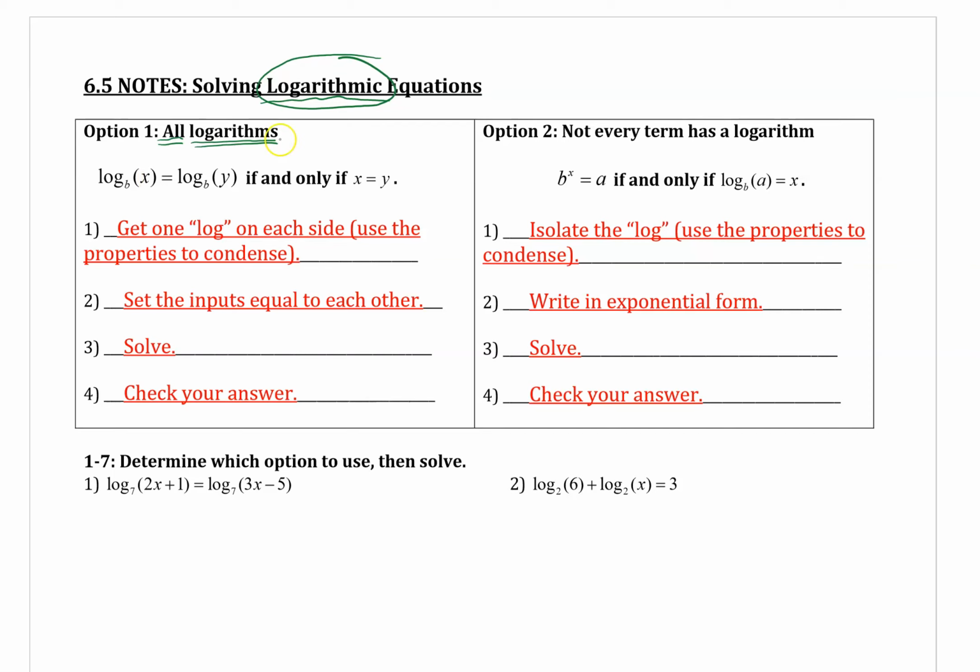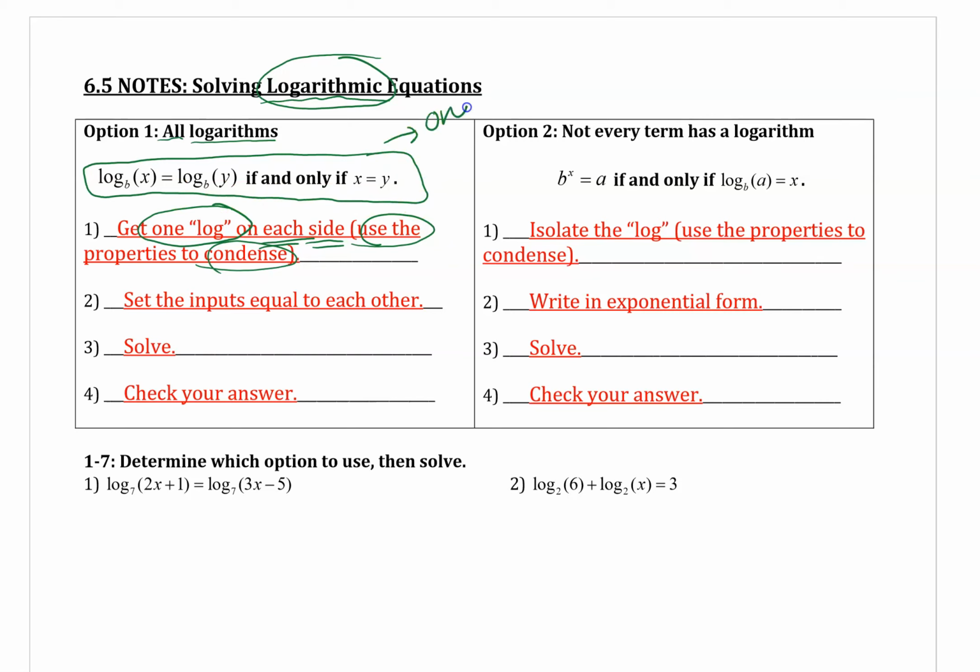In that situation, what we're going to try to do is get just one log on each side of the equation, which means we may have to use the properties of logs to condense it, so it's just one log on this side and one log on the other side. The reason we want to set it up that way is because of this property right here. This is what we call the one-to-one property.